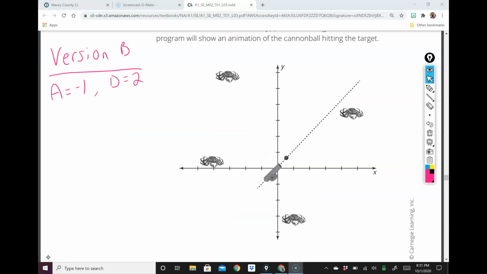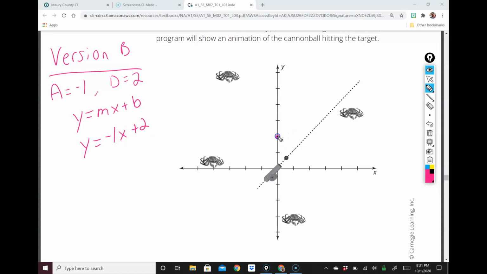Okay, so let's look at version B. Let's say that a is going to be -1, so remember we said that was our slope, and d was going to be 2 for our y-intercept. So that means my slope is -1 and my y-intercept is 2.